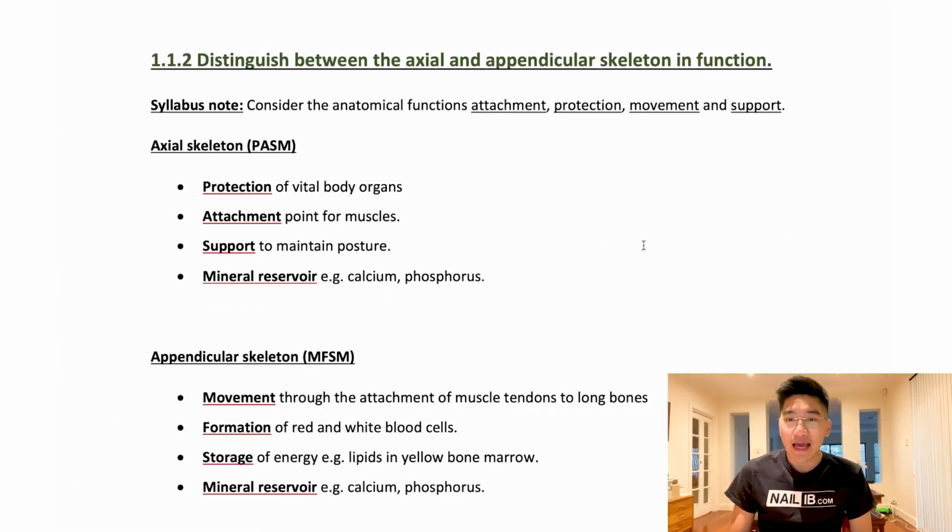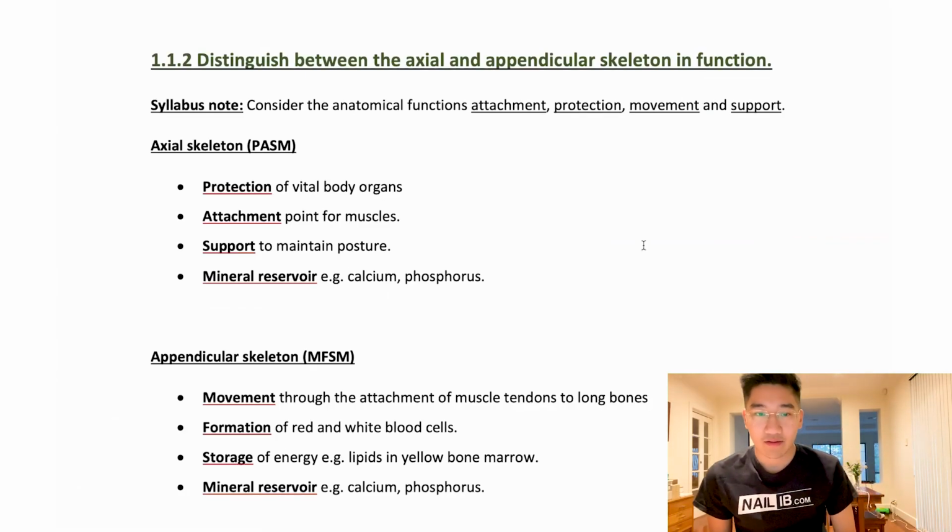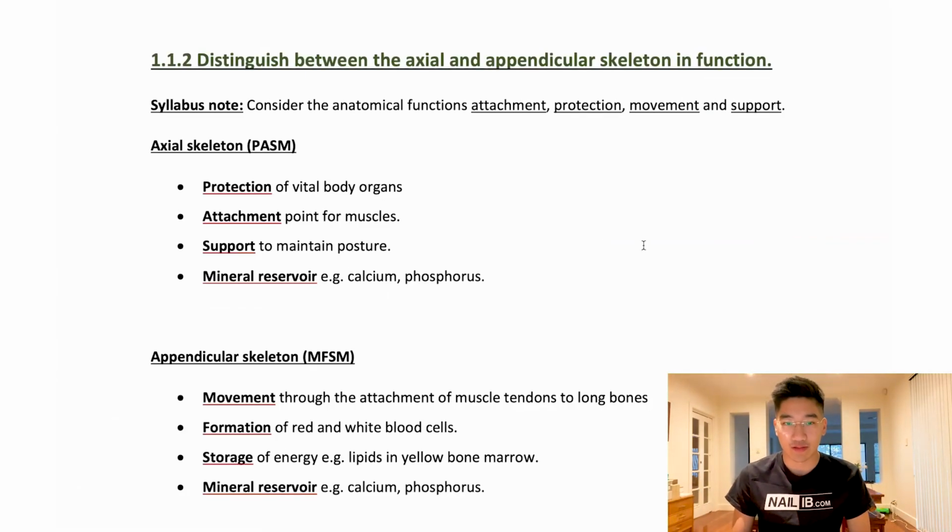So when we're looking at the axial skeleton, we're looking at 4 main functions. We're looking at protection of vital body organs. So if you really think about the skull, what is it protecting? Well, it's protecting the brain. It's protecting everything within that skull area too. So we're looking at the protection of our nasal system, our mouth, our eyes. We're looking at protection of our arteries and nerves running into our brains too.